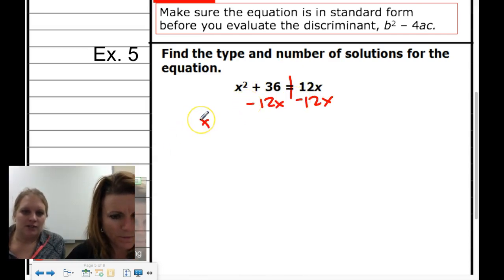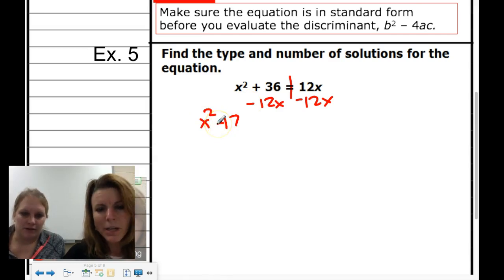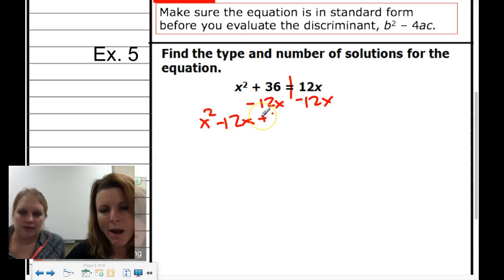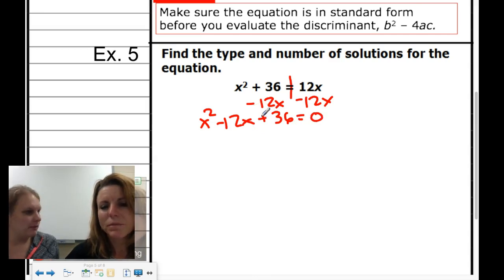So I'm going to put x squared, and I'm going to put the minus 12x first, because you have to put it in standard form. Plus 36 equals 0.